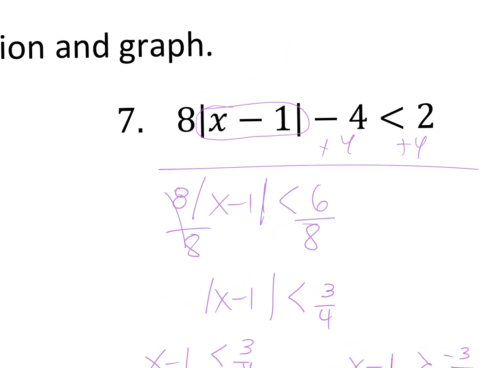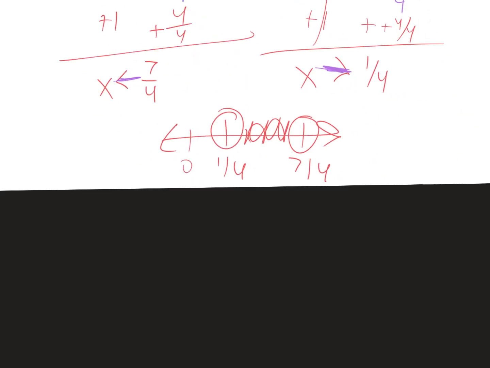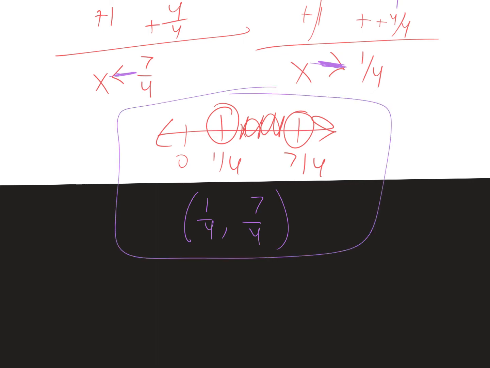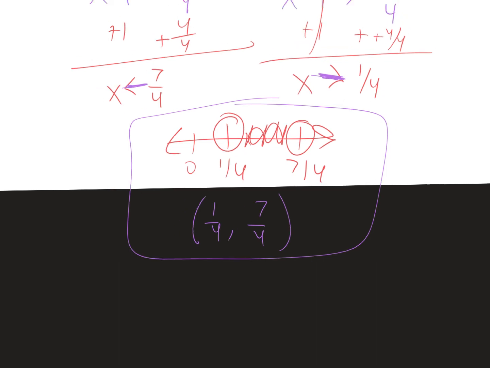So when I plug in 0 here, I get absolute value of negative 1 is 1 times 8. 8. 8 minus 4 is 4. Is 4 less than 2? No. So we're right. So my interval notation here would be 1/4 to 7/4, and it's in parentheses because it's not included. It's in parentheses because it is not included. Questions?